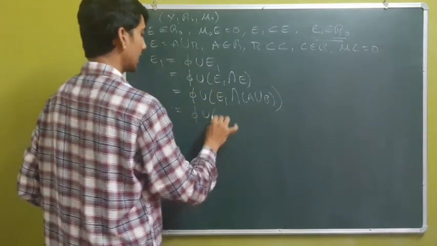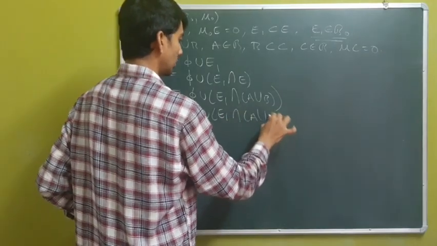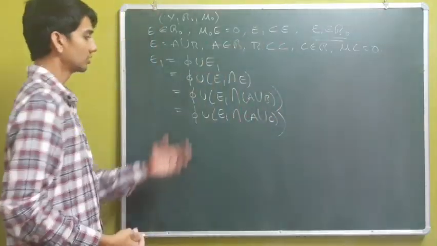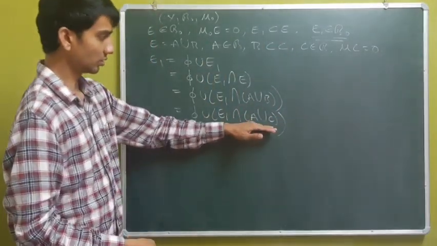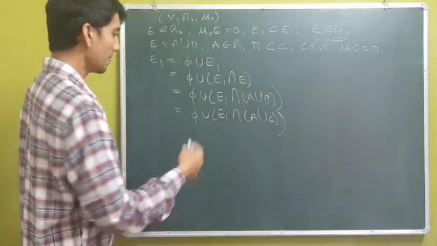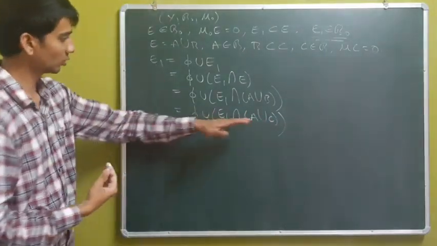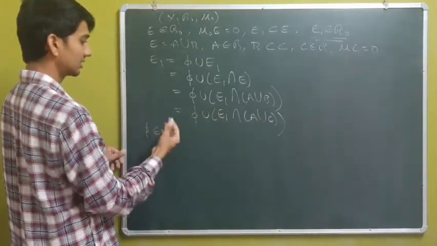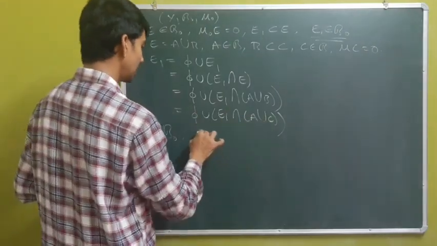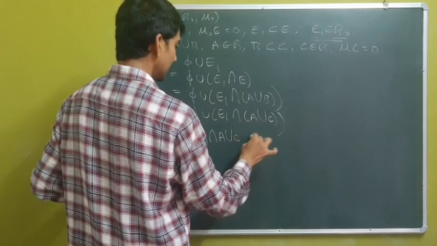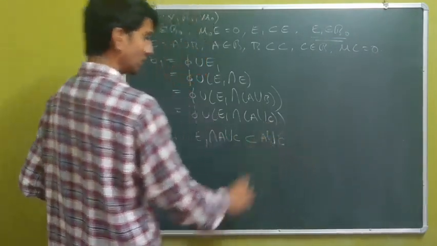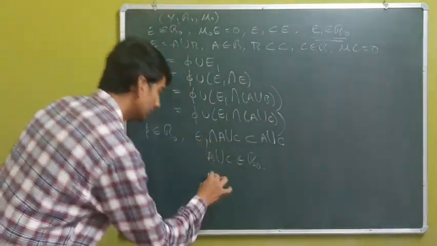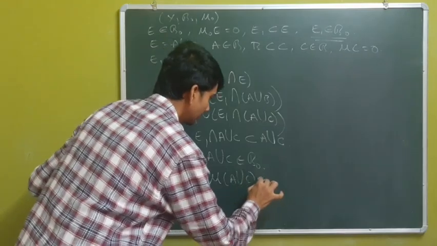Again, still this is same as E1 intersection A union C, because we have B to be contained in C, so that it still remains A union C equal to A union C. Now I am able to express E1 as union of two sets, where the first set, empty set, is clearly in B0, and second set E1 intersection A union C is clearly contained in A union C. Also A union C is a member of B0, together with measure of A union C is 0.